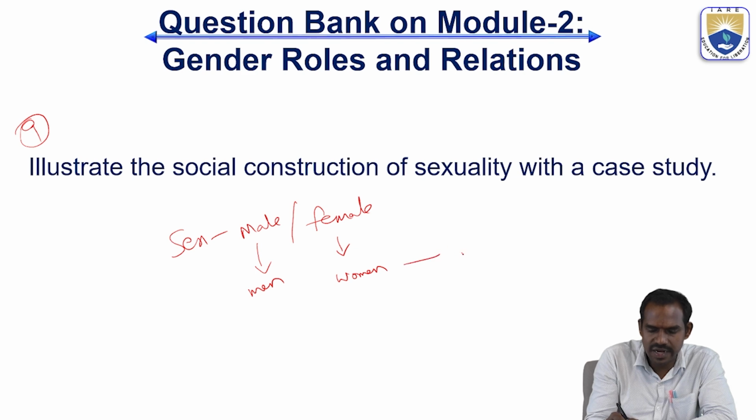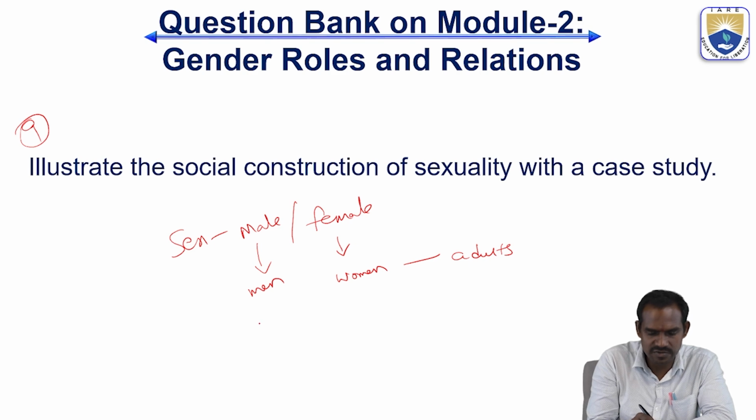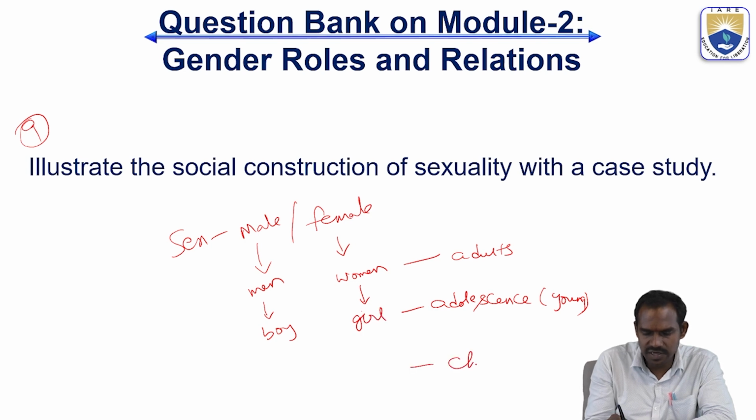If they are adults. But if they are in adolescence, meaning in youth, youngsters, then man is considered as boy and woman is considered as girl. Now, if they are in childhood, then boy is considered as baby boy and girl is considered as baby girl.